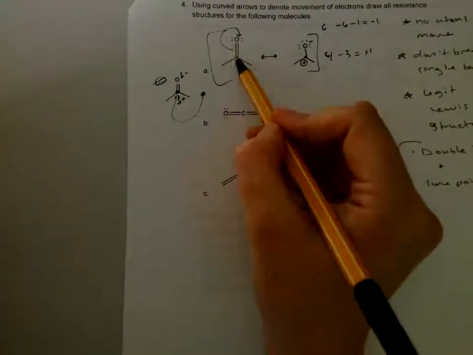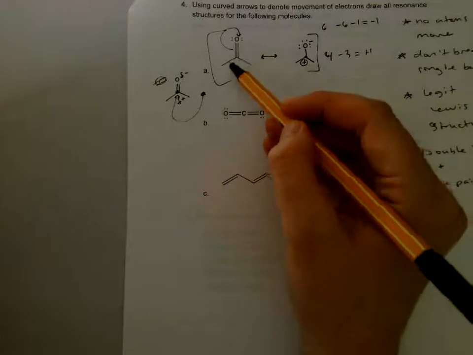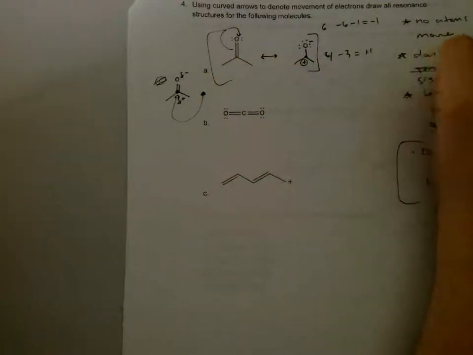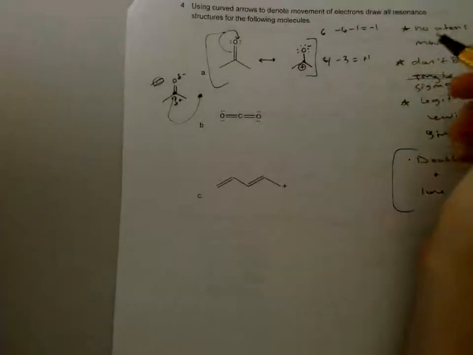Did any atoms move? No. We still have the backbone in order, carbon, carbon, carbon with an oxygen on top. Did we break any single bonds? No. We have a sigma, sigma, sigma. Those are all fine. I guess sigma bond is a better way to say that than single.